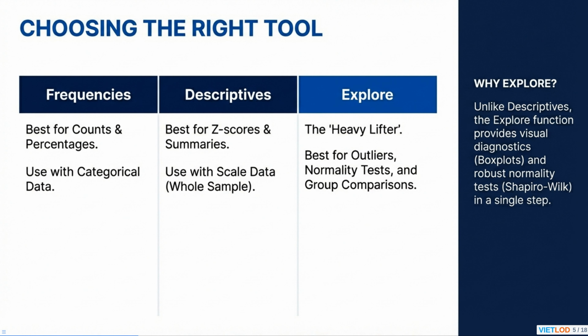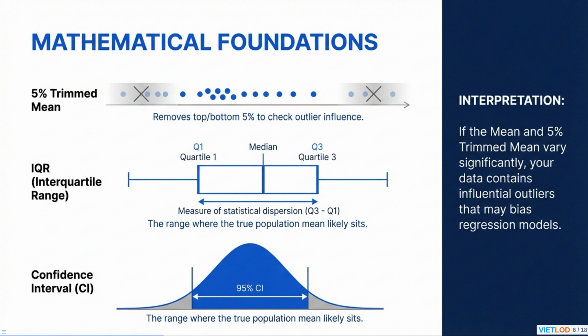However, when you need to delve deeper and perform crucial diagnostic checks, the Explore command is the heavy lifter. Unlike descriptives, Explore is designed for a more comprehensive data audit, especially when comparing a scale variable across different groups. It's unique in providing both visual diagnostics, such as boxplots, and robust normality tests, like the Shapiro-Wilk test, all in a single, efficient procedure. This capability is vital for identifying outliers and confirming distributional assumptions before proceeding with more advanced statistical tests. Now, let's delve into the mathematical foundations of some of the key statistics that the Explore function provides.